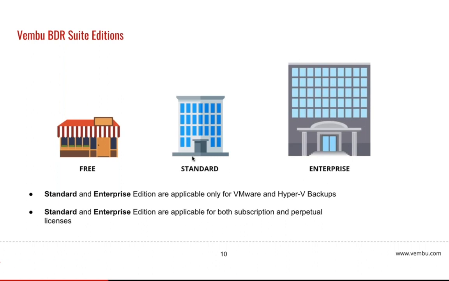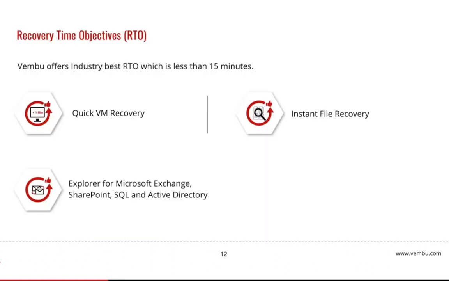So as a small business, in order to implement a backup and disaster recovery solution, you will get almost enterprise class features. When we talk about a backup and disaster recovery solution, this is a question that comes into the IT admin's mind: the recovery time objective, RTO. How fast can you recover data after a disaster? That is where Vembu offers less than 15 minutes, even for the standard edition.